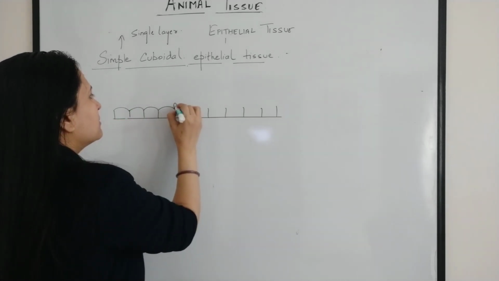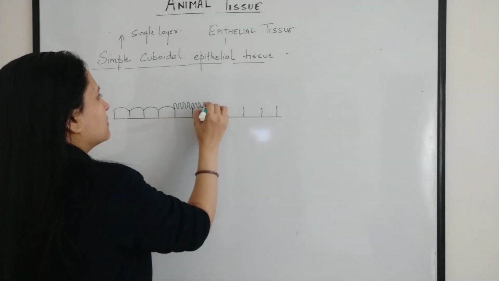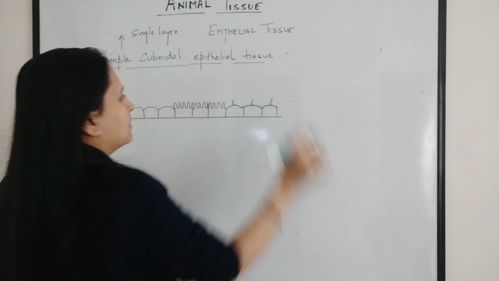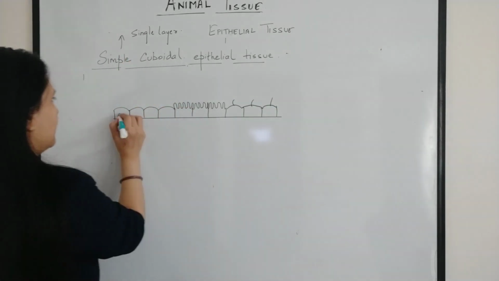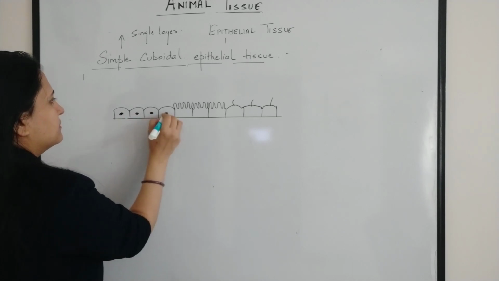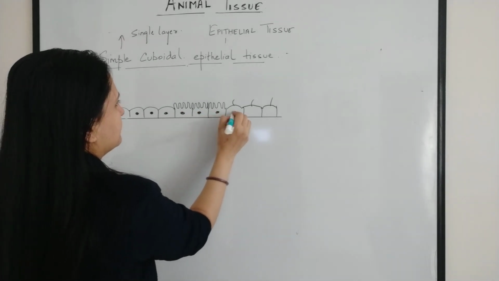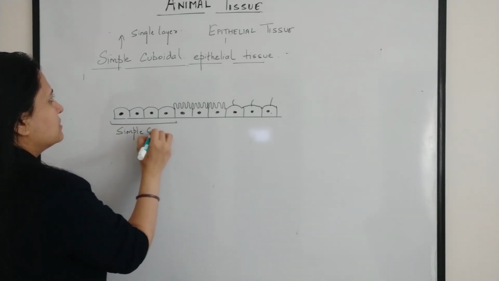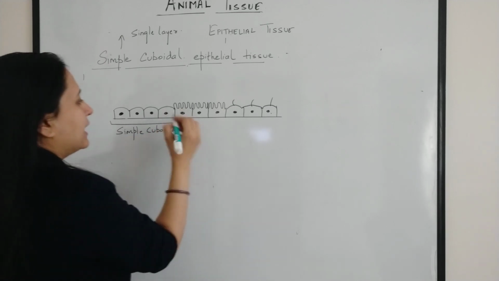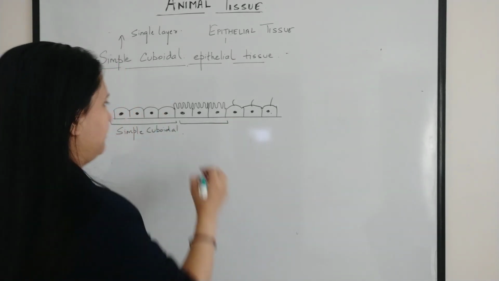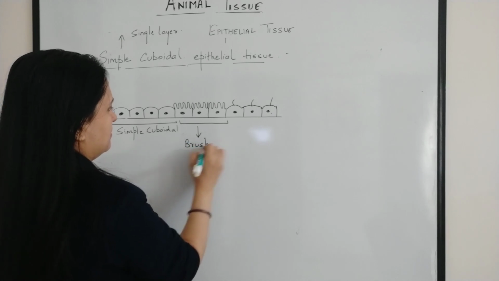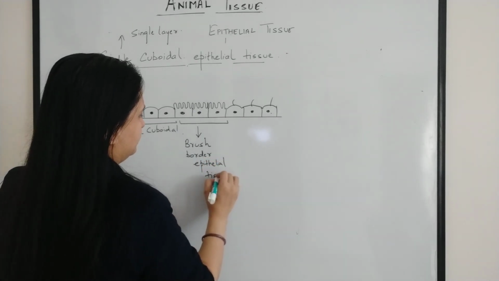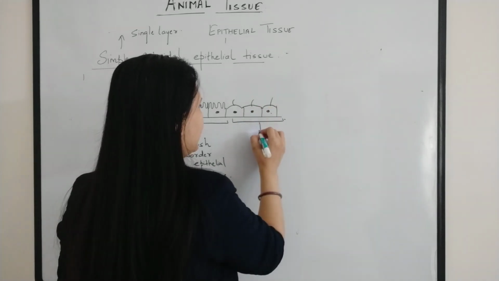Some will be simple. Some may have finger-like projections, like this, and some may have hair-like projections, which are known as cilia. The nucleus is round and in the center. Now, this type of cell is the simple cuboidal, because nothing is present on the top, as you can see, simple cuboidal. And this particular type of cuboidal, we call a brush border epithelial tissue. And this is known as ciliated cuboidal.